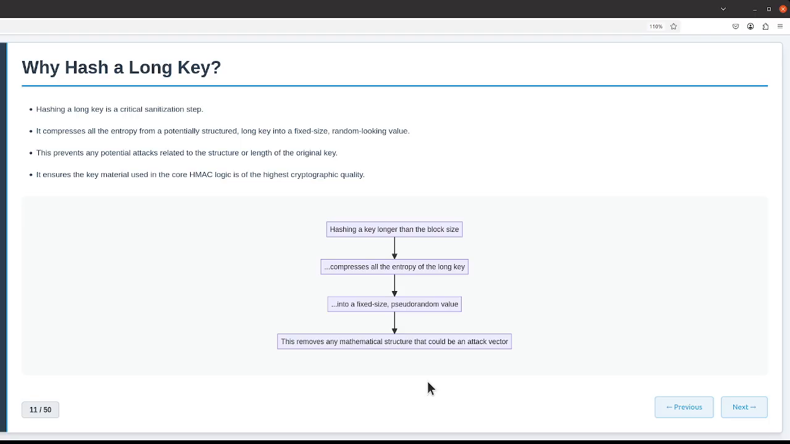By hashing the long key first, we fold all the original key's entropy into a single, fixed-size, pseudorandom value. This ensures that the final key used in the HMAC calculation has no exploitable mathematical structure, regardless of what the original, long key looked like. It acts as a sanitization step, ensuring the key material fed into the core HMAC logic is of the highest possible quality.